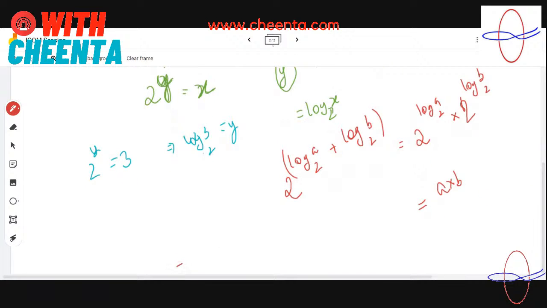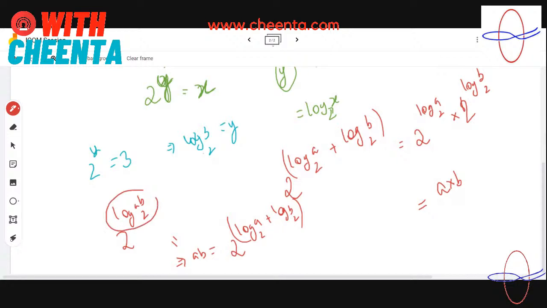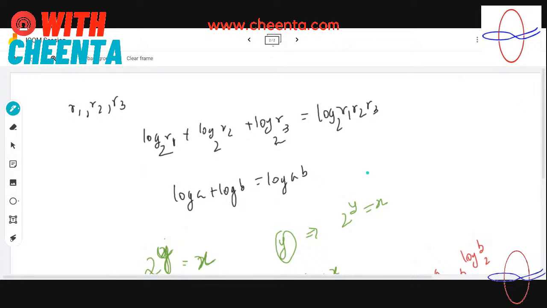So therefore what do we get? We get that ab is equal to 2 to the power log a plus log b base 2. Now ab can also be written as 2 to the power log ab base 2, right? So therefore these powers are equal, and we get that log a base 2 plus log b base 2 is equal to log ab base 2. If you repeat this thrice, you get log r1 base 2 plus log r2 base 2 plus log r3 base 2 is equal to log r1 r2 r3 base 2.